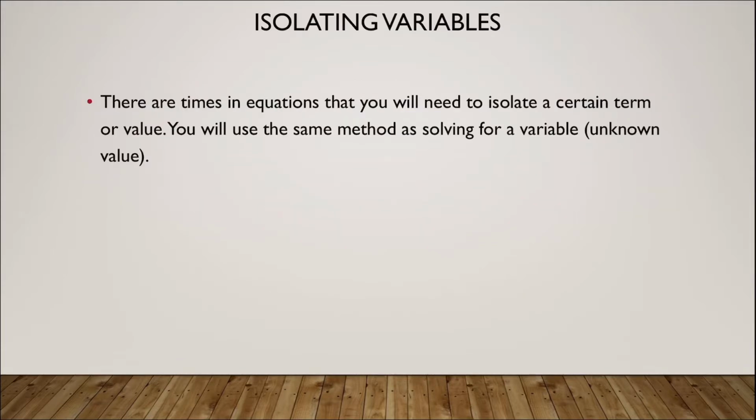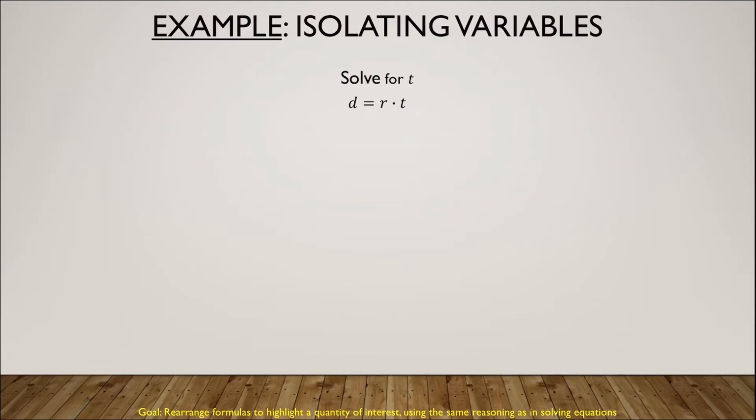Alright, isolating variables. There are times in equations where we want to get a certain term or a certain variable by itself. We use the same method as before, when we're doing a one-step or a multi-step equation. And that's what we're going to do. Sometimes we want to do that when we have a quadratic, and we're going to talk about how we can solve that. So here's an example.